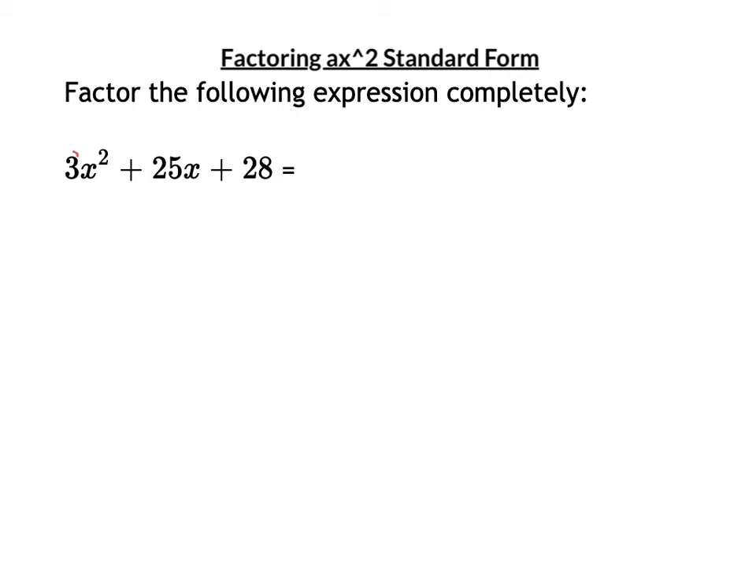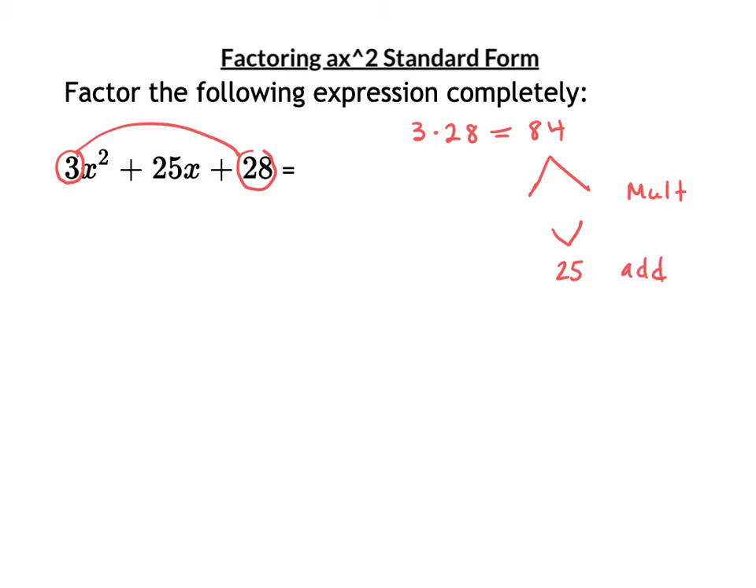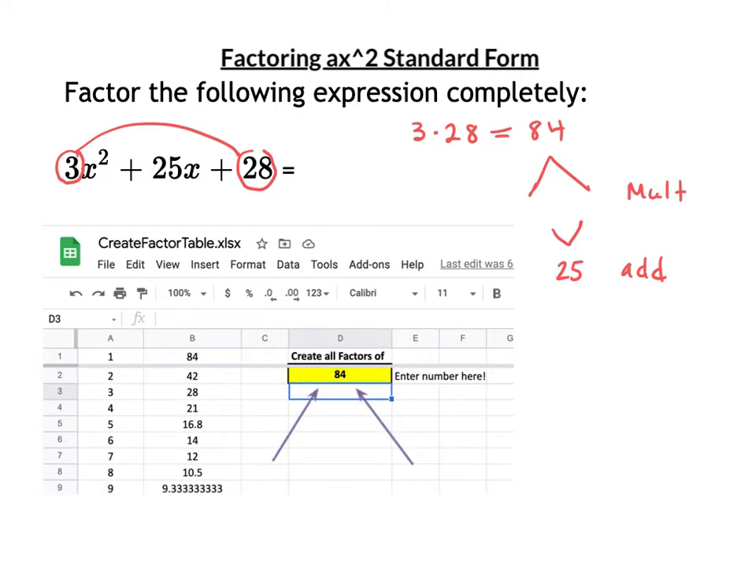The way you do that is you take your first number, the 3, and the last number, the 28, and you multiply them. 3 times 28 equals 84. Then you find factors of 84, two numbers that multiply to positive 84, but they add to positive 25. So they multiply to 84, but add to 25. Great way to do this is with a factor table.